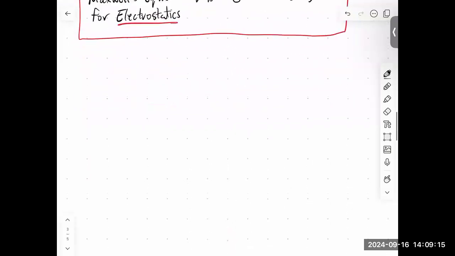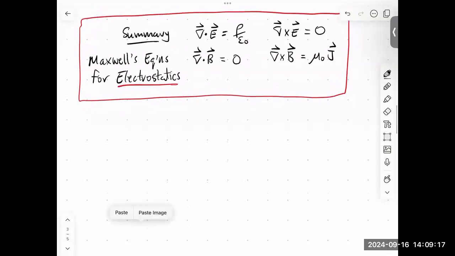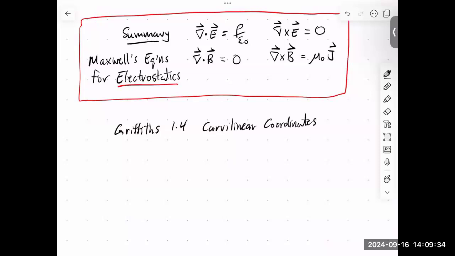Okay, so let's do Griffiths 1.4, and this is curvilinear coordinates. Now you've already told me that you covered this in Math 317. So I'm not going to do everything. I'm going to give you a bit of a flavor for how some of this stuff works.